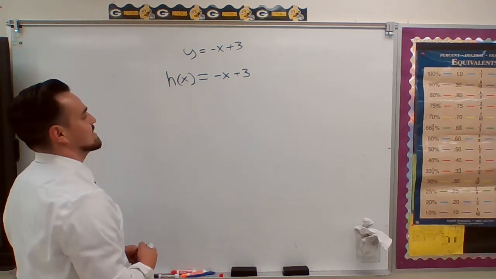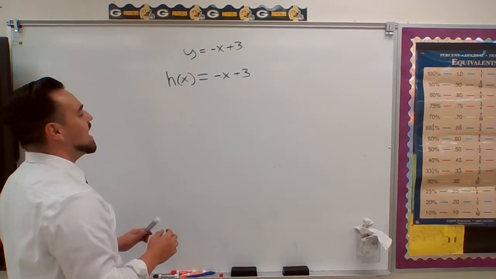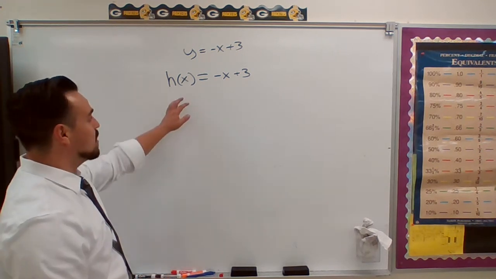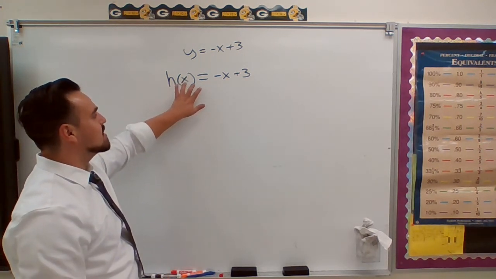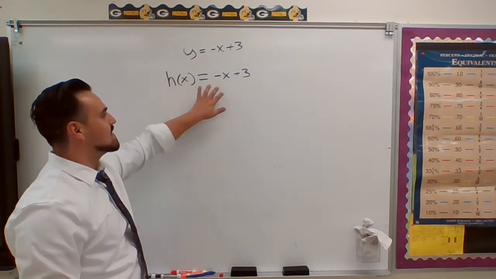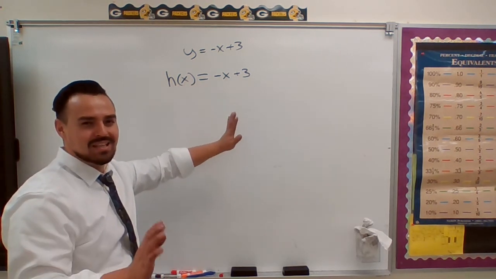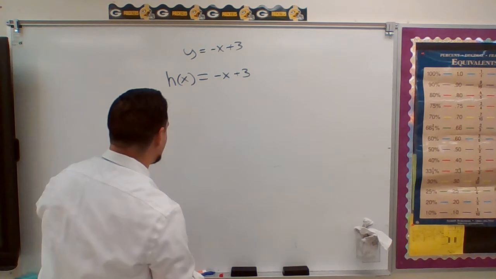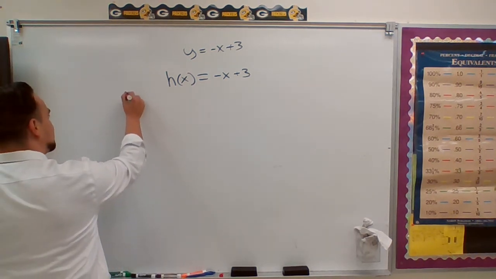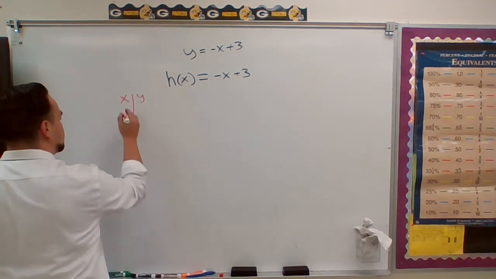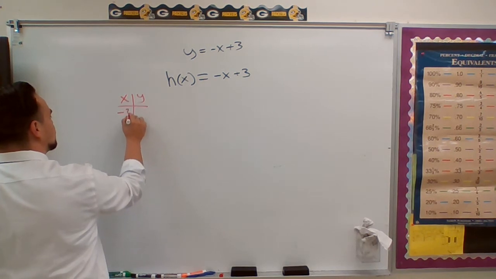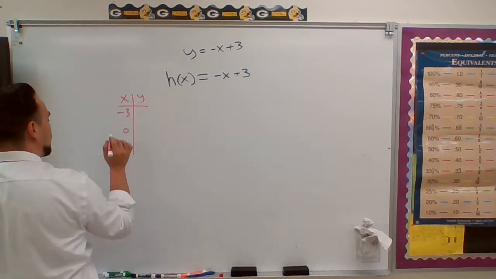Why I like this is because I like the visual of knowing every time I plug something in for x, I can write it there, and then it'll pop up there. Let me show you what I mean. I'm trying to make my table, right? I got my x, y, table here for a couple of points. Let's go with -3, 0, and 1.